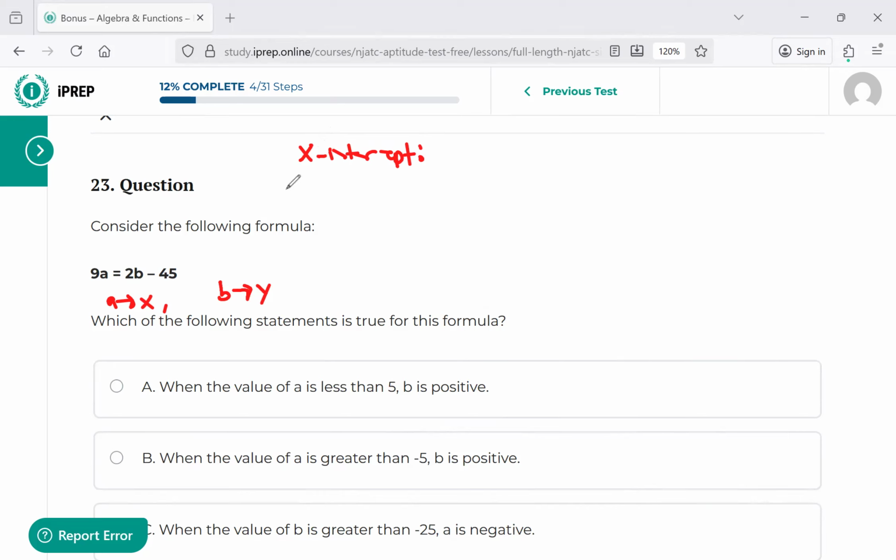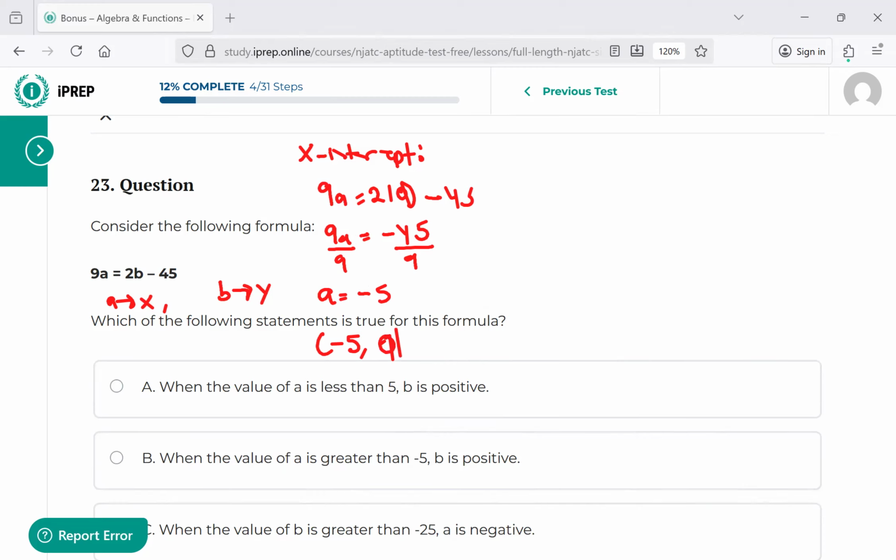How do you find the x-intercept? You simply plug in 0 for y, in our case, b. Minus 45. So this is going to be 9a equals negative 45. Divide this by 9. A equals negative 45 over 9, which is negative 5. So that's my x-intercept, negative 5, comma 0.